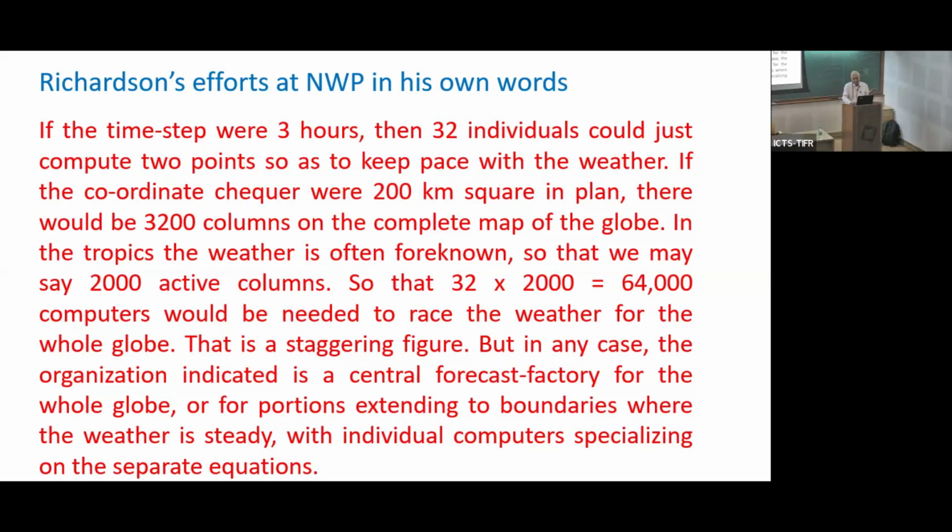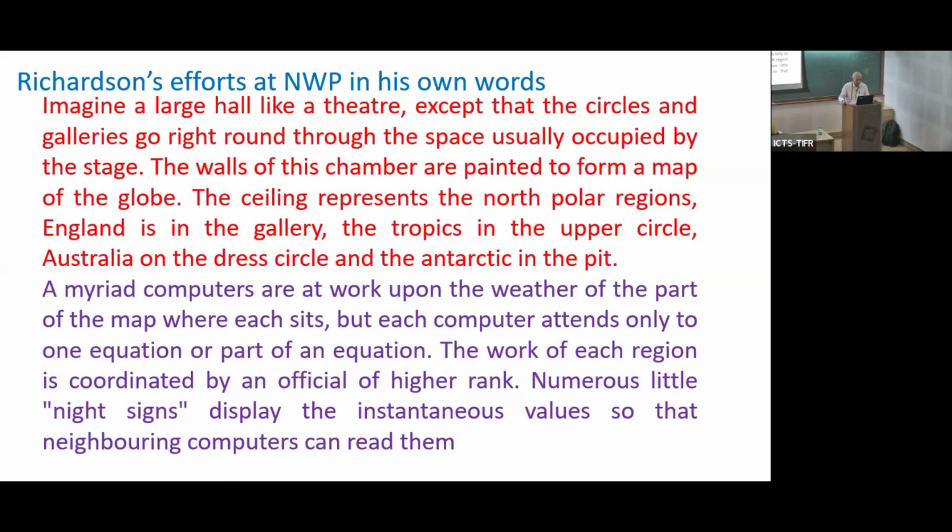Now he used this word computer, which was actually not known. So all he meant was a human calculator. So imagine a large hall like a theater, except that the circles and galleries go round through the space usually occupied by the stage. The walls of the chamber are painted to form the map of the globe. So different parts of the theater walls are different continents. So the ceiling is the North Pole, England is in the gallery, tropics in the upper circle, Australia in the dress circle, and Antarctic in the pit.